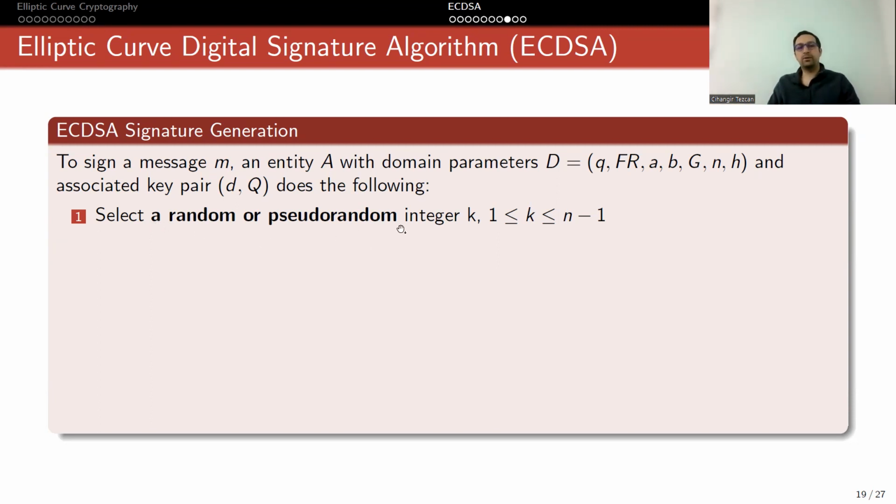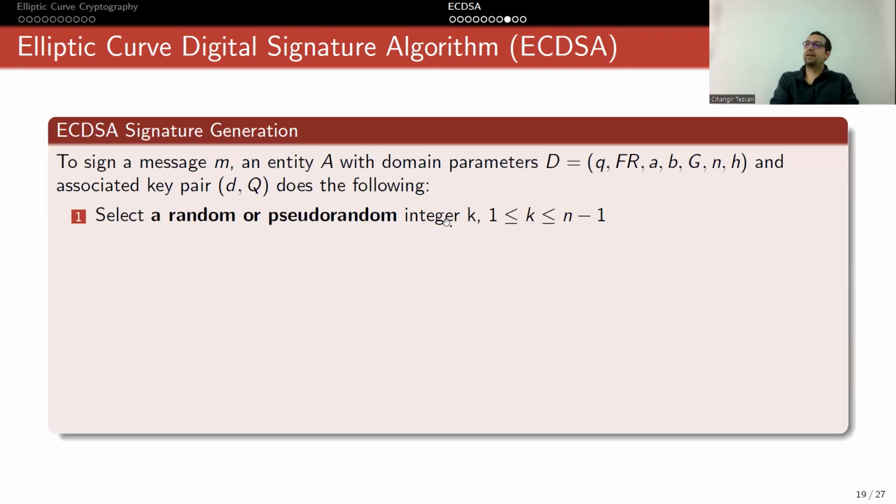So you select a random or pseudo-random integer K, which is between 1 and m-1, and this has to be randomly selected for every message you are signing, and it has to be kept secret. As I mentioned before, if you sign two different messages with the same K, then your private key leaks.